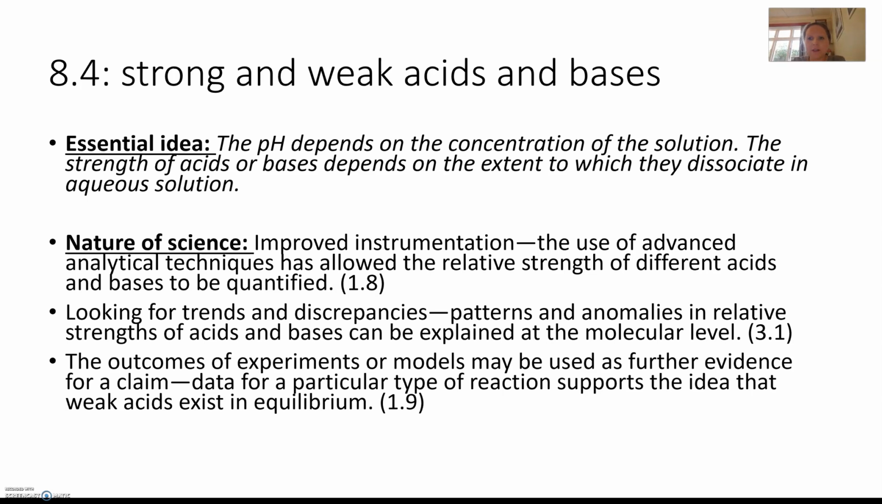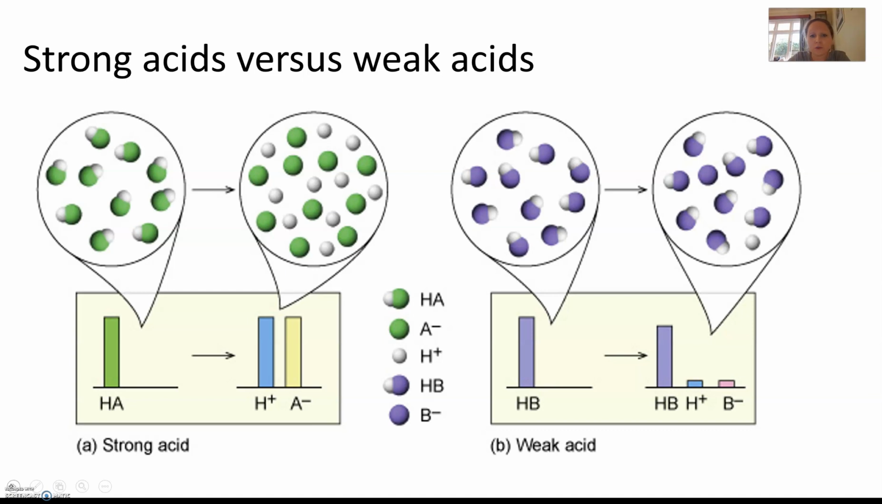Hey 13 diplomas, and welcome back to topic 8 recap. We're looking at strong acids and bases in this one. This is part D. Okay, so strong versus weak acids.